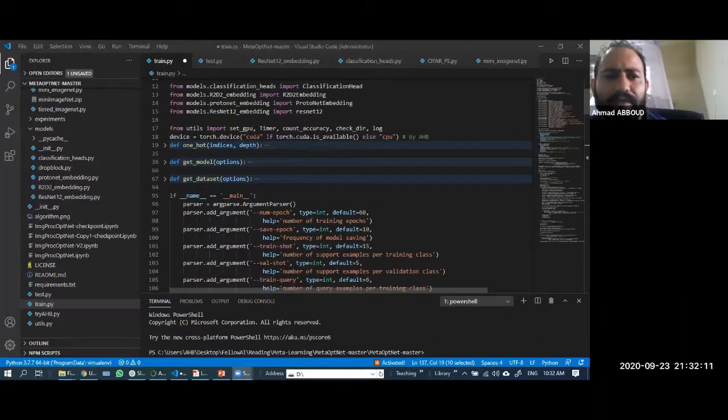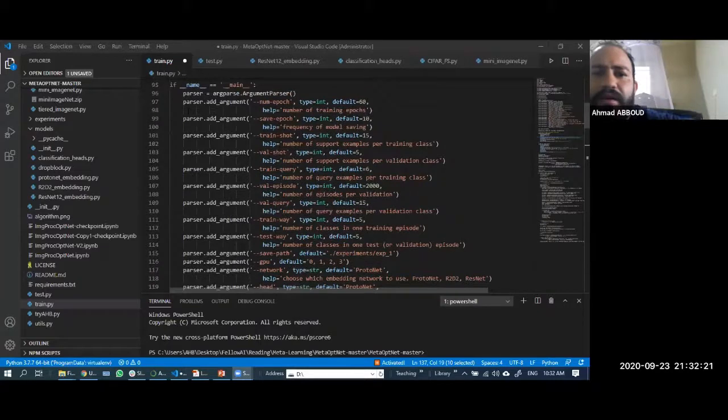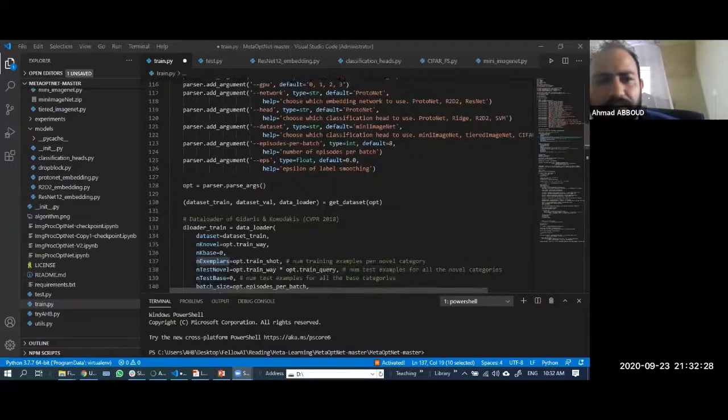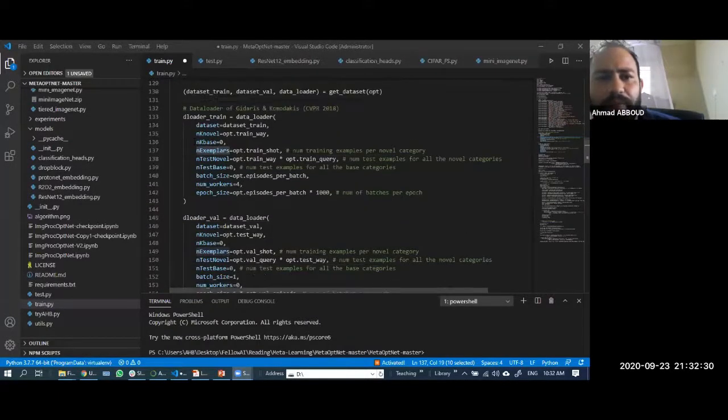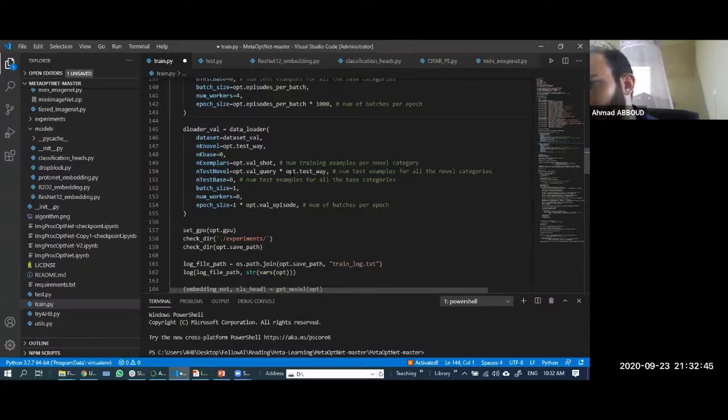So this is the training file. We have a function that gets the model and a function that gets the data loader, and there is an argparse to use this as an application from the command line. They load the model, and you can specify how many novel classes and how many base classes you want to use. The dataset is divided into novel classes and base classes.